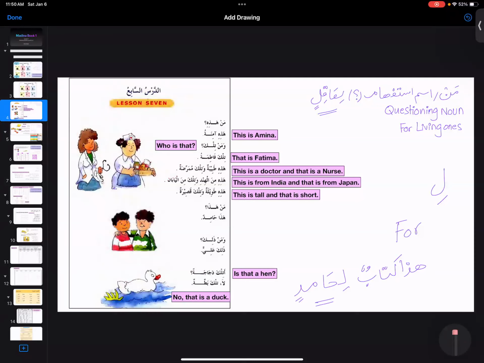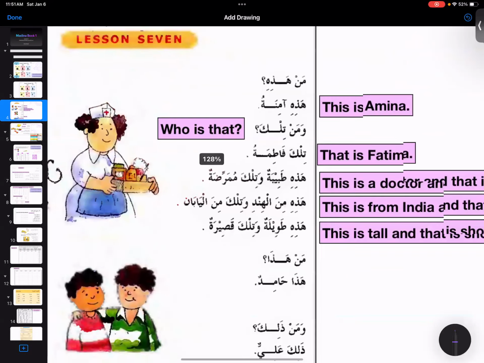So this is basically our jar majroor fragment. We learned jar majroor fragment, right? So don't forget, I'm just revising it for you. So ismu istifham li akil. So this is for human beings. We use man. Okay, go ahead, my love.